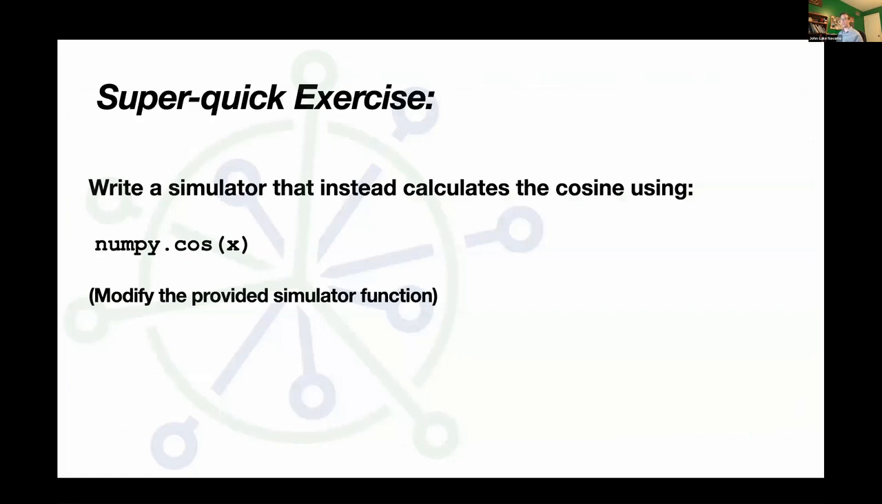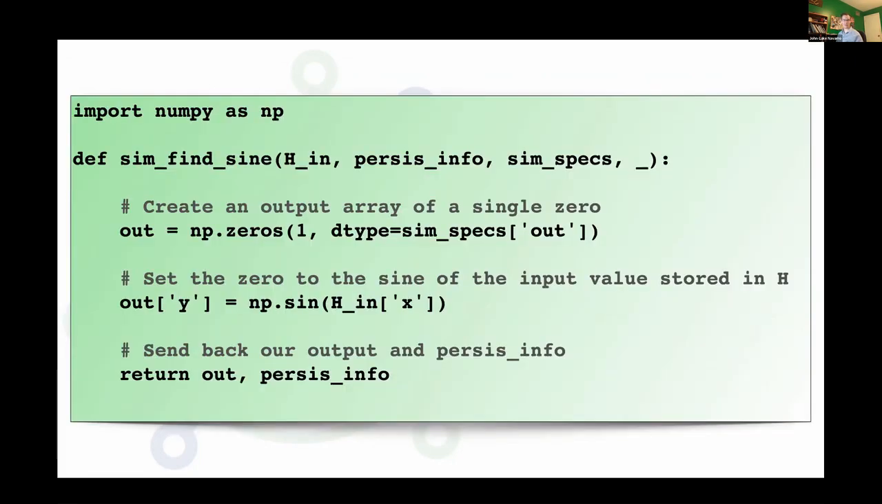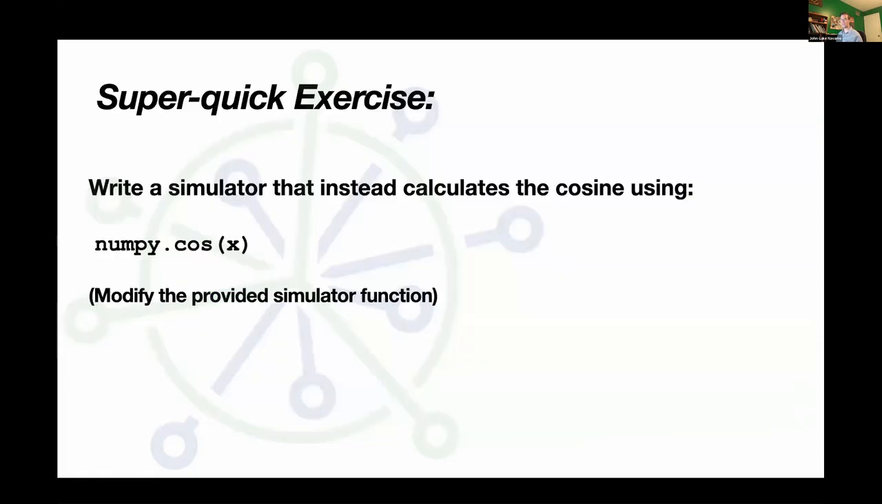Just like before, we'll take 10 seconds for a super quick, easy exercise. Using the simulation function here, write a simulation function that produces the cosine of the input value instead. I'm not going to bore us anymore, so we can just move on.